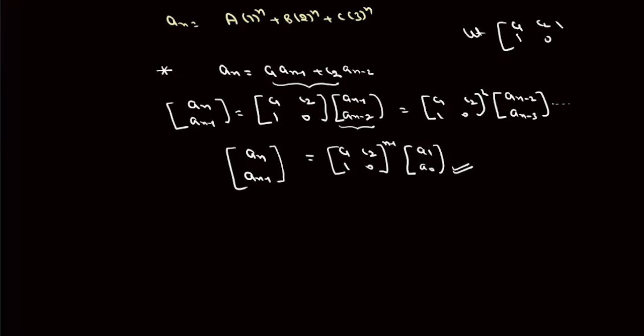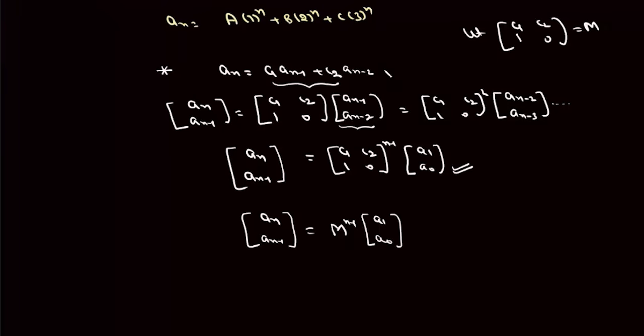Let this matrix [c1 c2; 1 0] be some M. So we can write a_(n-1) will be equal to M to the power n minus 1 times (a1, a0). So basically these recurrences are nothing but repeated matrix multiplication.